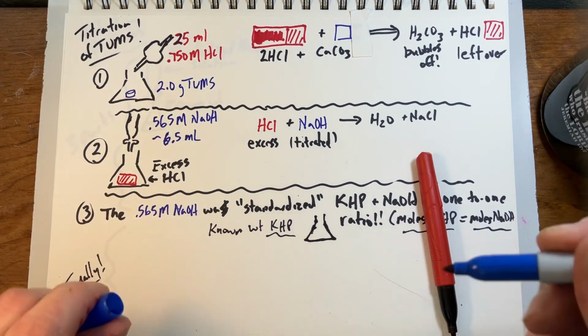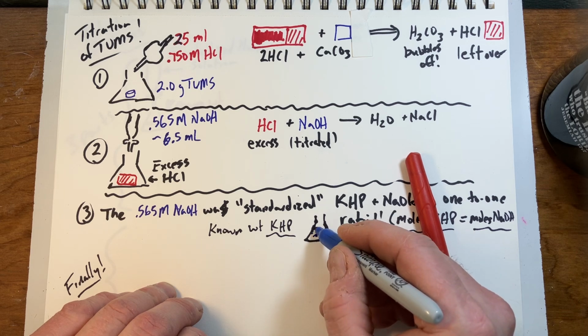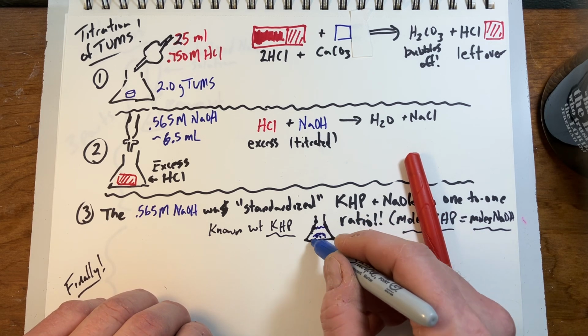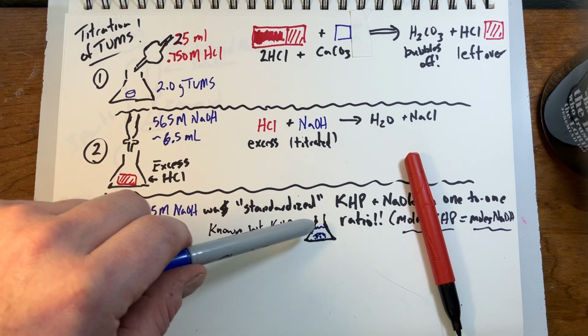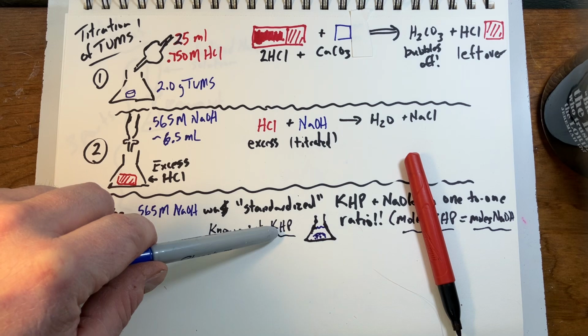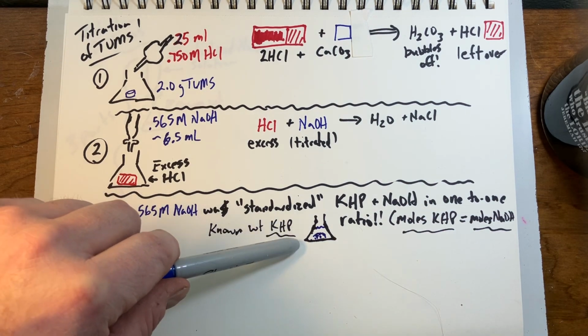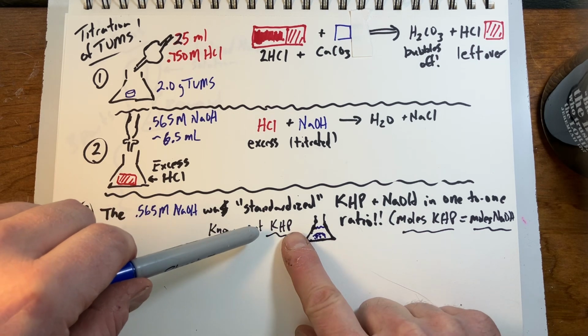So we'll know exactly how much of that weight, and it doesn't really matter how much water you add to it, but some weight of KHP that you added to your Erlenmeyer flask, you just dissolve it in water. That weight, you're going to know the moles of it because you can divide the KHP weight by its molar mass, and you'll know the exact moles of KHP.